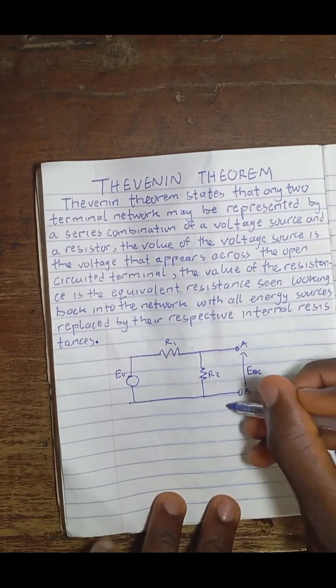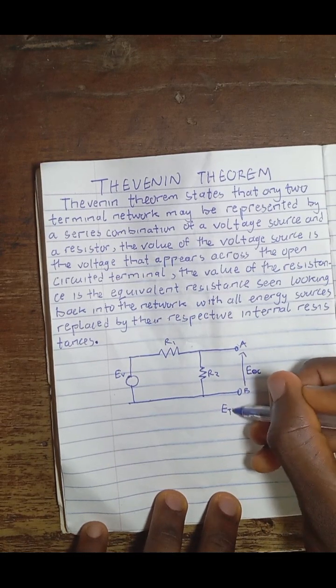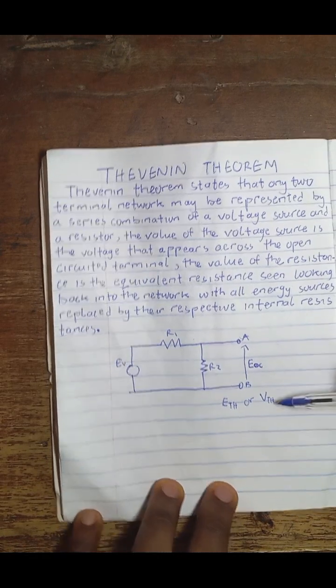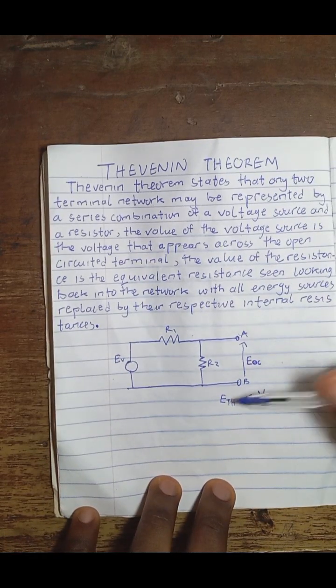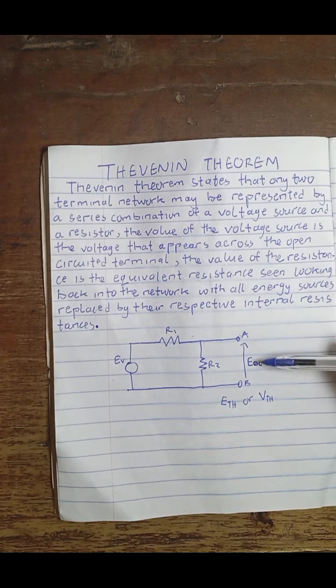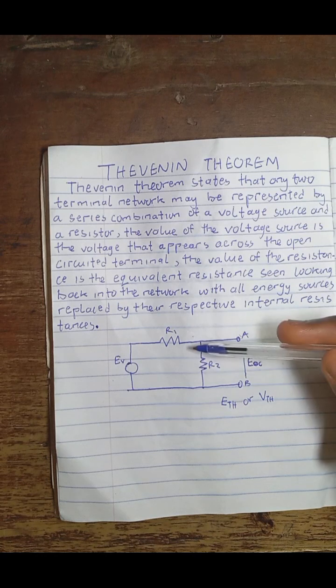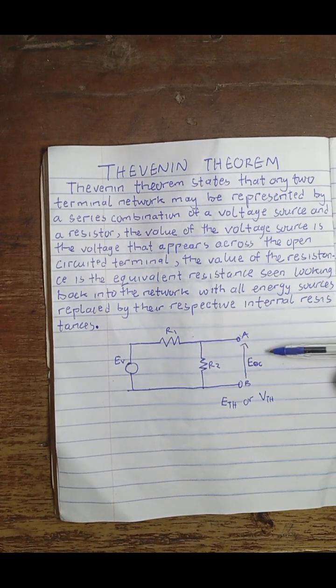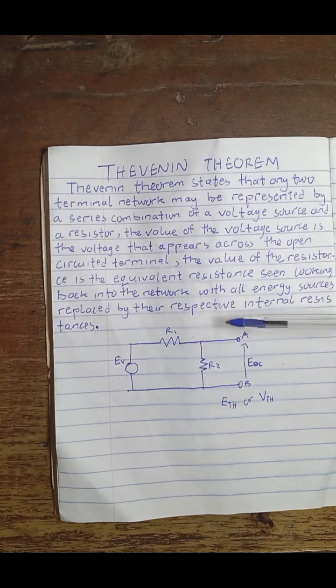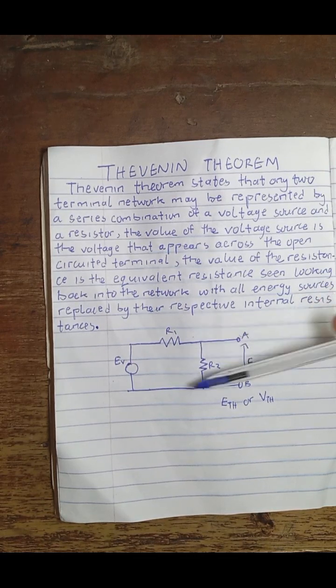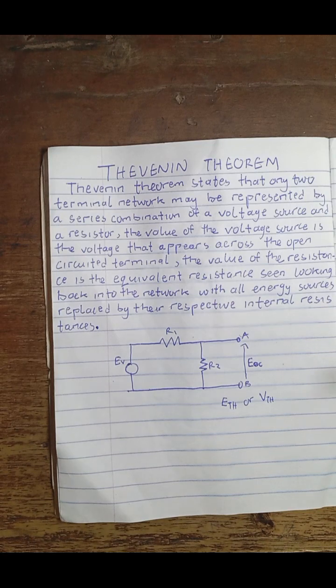It can be called ETH or VTH, meaning Thevenin voltage. Then the resistance is a single resistance gotten looking back into the network. So what it actually means is that we'll find the equivalent resistance of all these resistances, which will make up the Thevenin resistance.